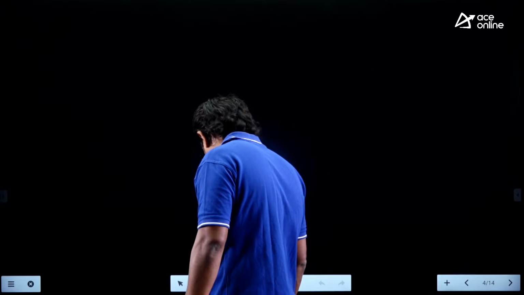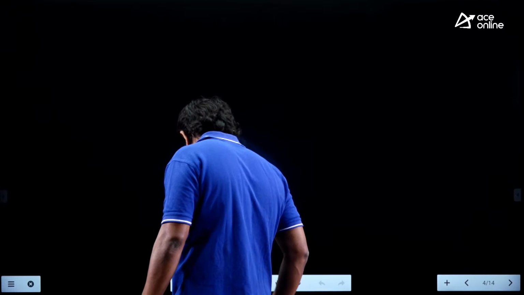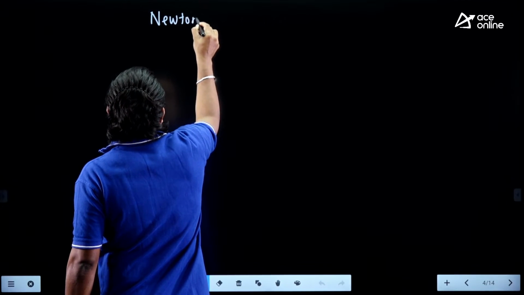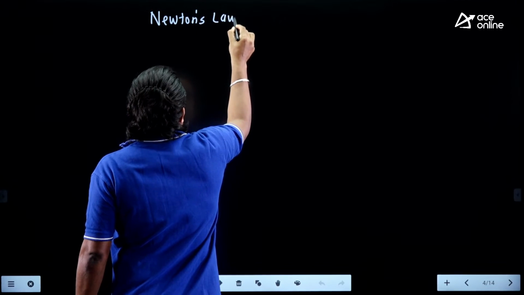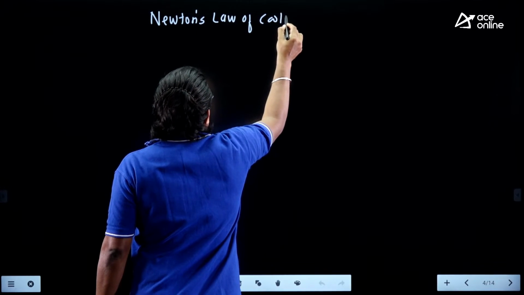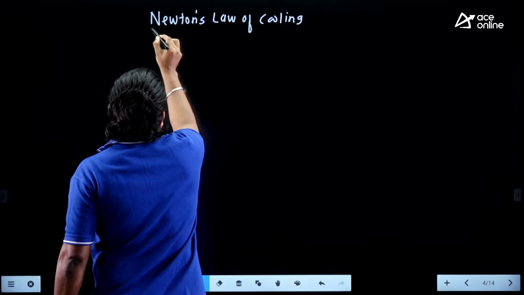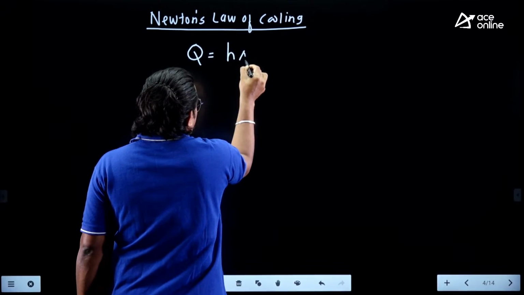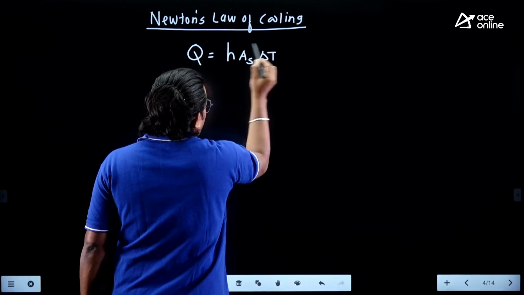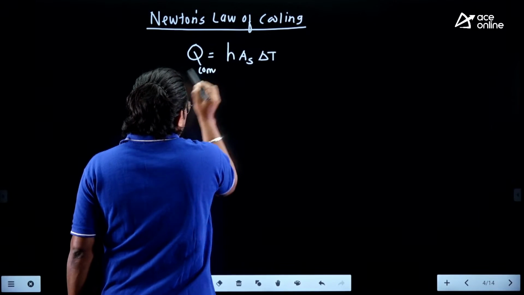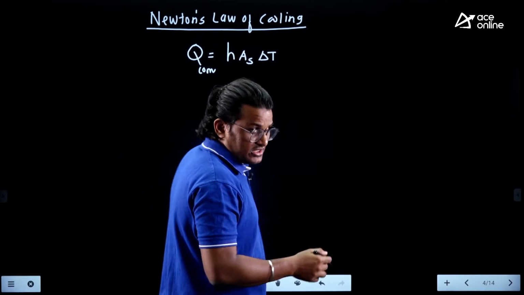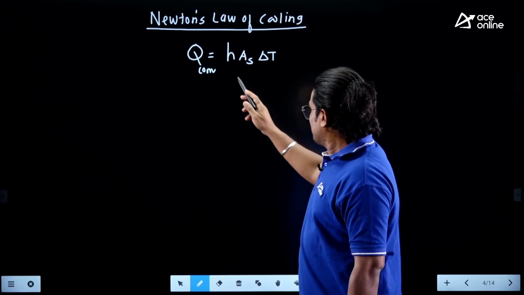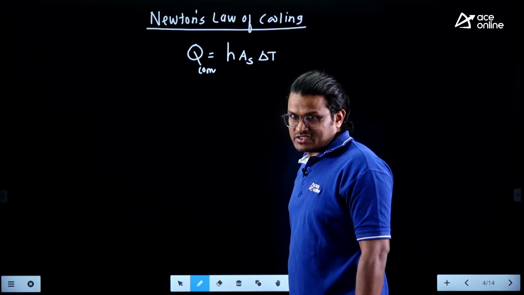Next, listen. Then you have something called Newton's law of cooling. This is for convection. So what you can write? Q is equal to h A s delta T. So this is Q convection. This is the equation that you need to understand. Remember this one. Okay. So this is for convection.